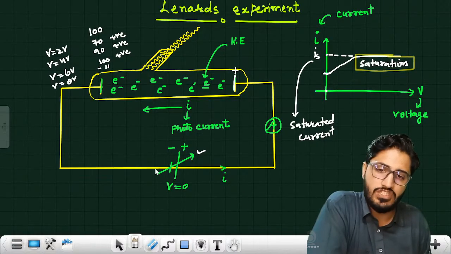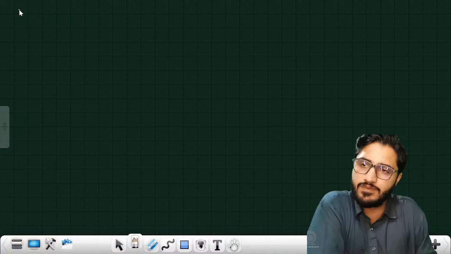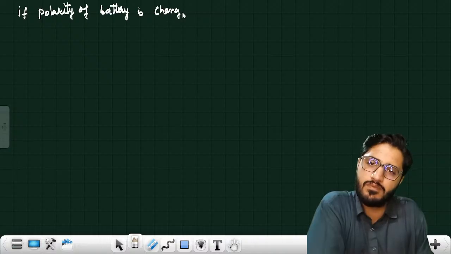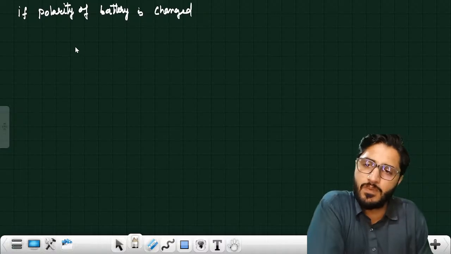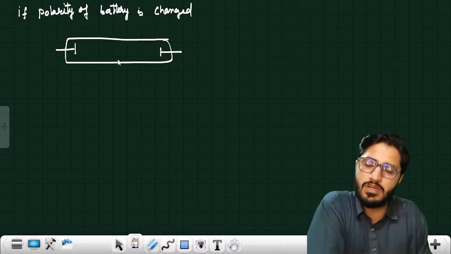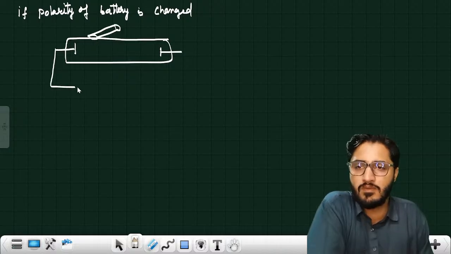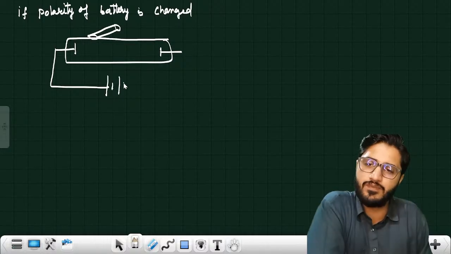Let us suppose we change the battery, if the polarity of the battery is changed, what happens now? This is my test tube in this way. Now I change the battery. Change the battery. Potential here is V.